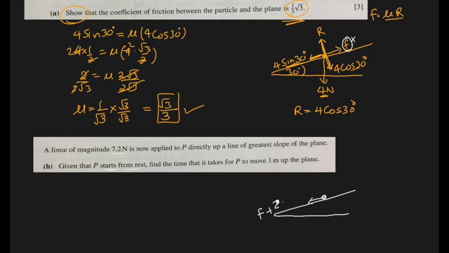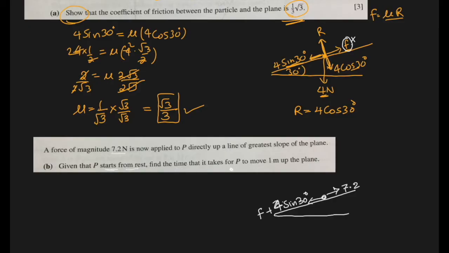Let me write 4 sine 30, for the sake of understanding. If you sometimes skip the video, maybe you're not aware why it came here. All right. So there are two forces now, and 7.2 in this direction, and everything else remains same. No need to show it.